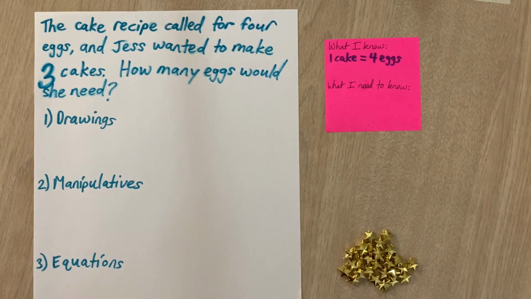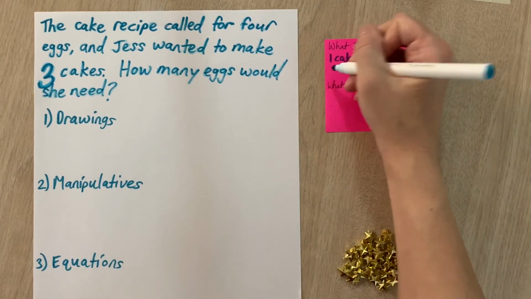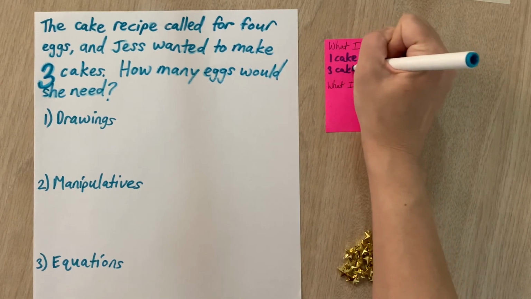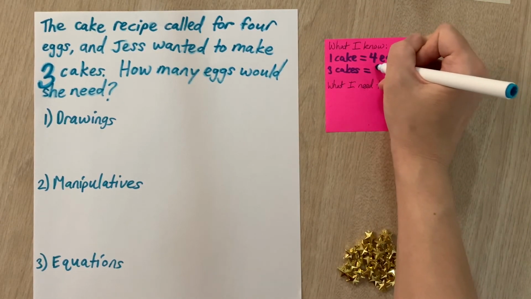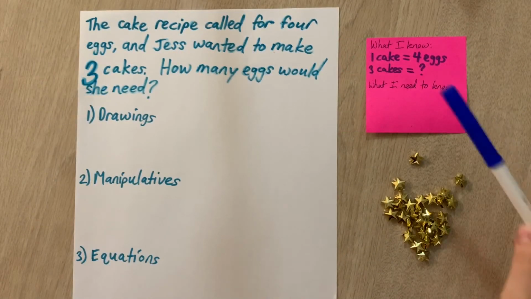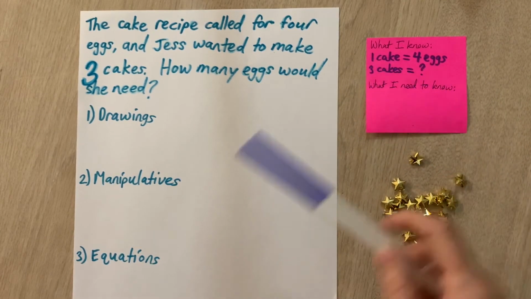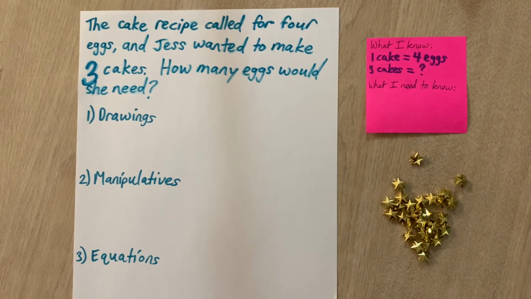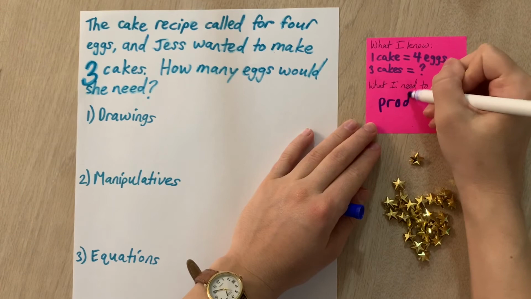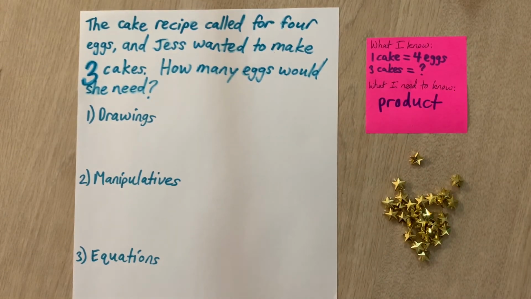Now we also know some other information. We know that Jess wants to make 3 cakes. So underneath 1 cake equals 4 eggs, we're going to write 3 cakes equals, and then a question mark, because that's the product that we're trying to solve for. So again, we know that 1 cake takes 4 eggs, and we have to solve for how many eggs that 3 cakes will take. And again, what we need to know is the product, or how many eggs it would take. So let's write down product. And again, the product is the answer for multiplication.